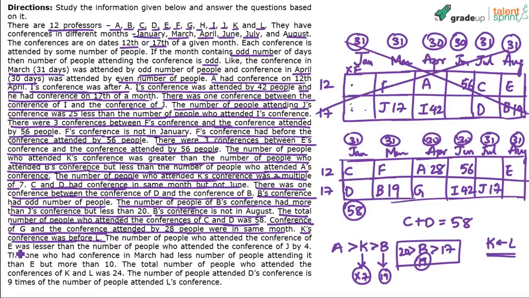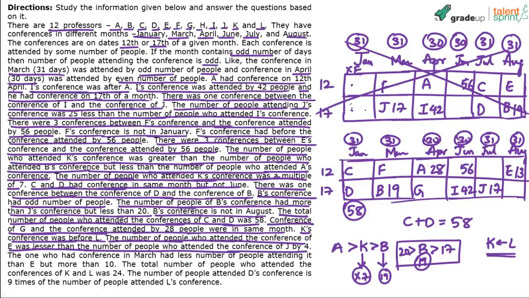The number of people who attended the conference of E was less than the number of people who attended the conference of J by 4. E was less than J by how much? 4. See, J is how much? J is 17. What is 4 less than 17? 13. So E was 13. It is fixed. E was 13, right?